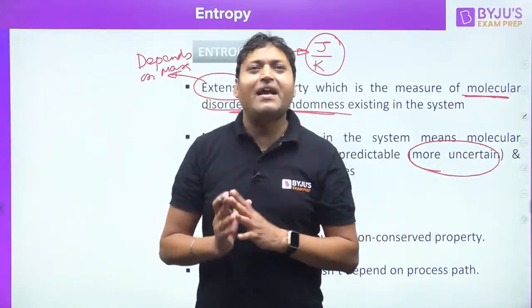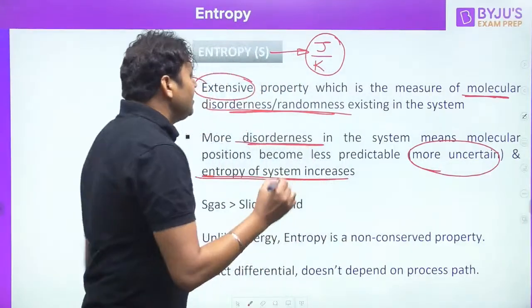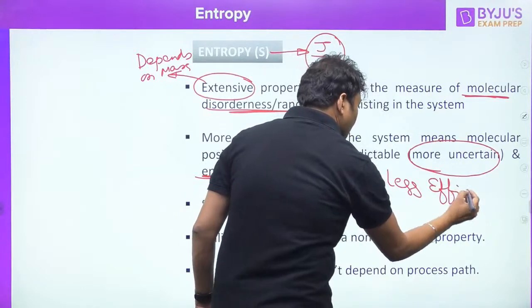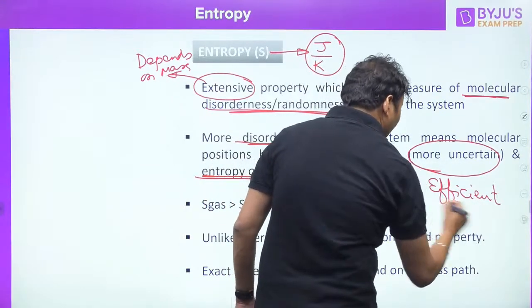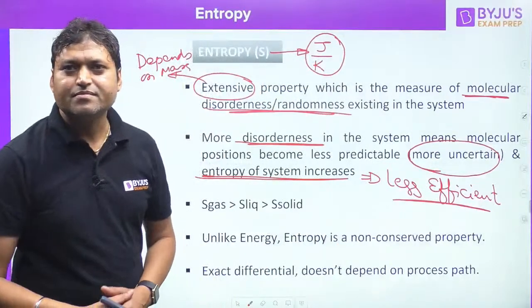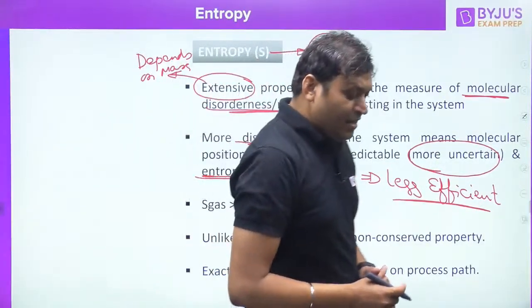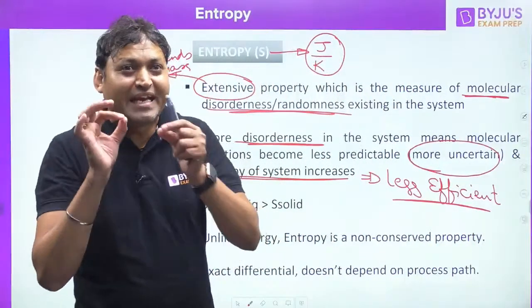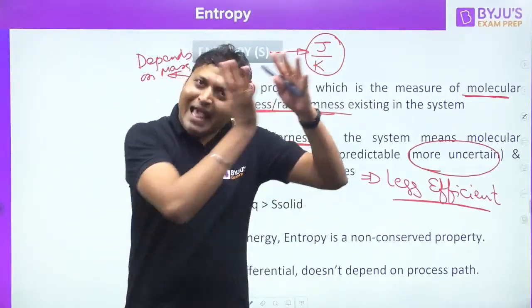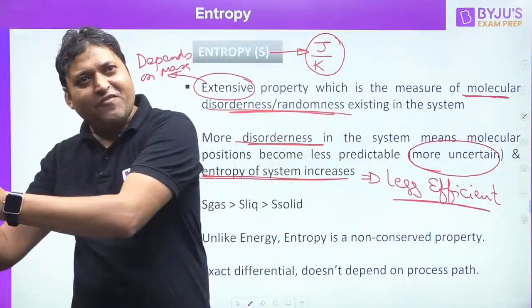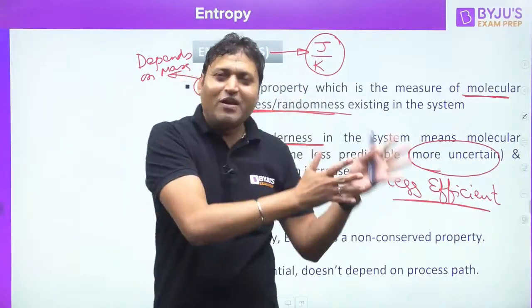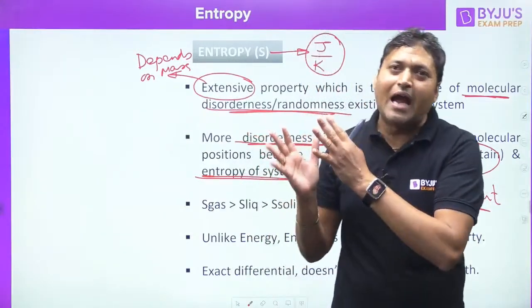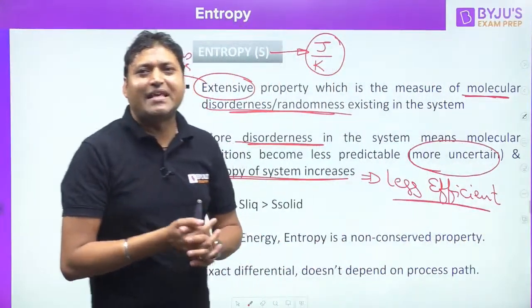And when the disorderness in the system is more, can we say the system will be less efficient? How can we say that? More is the entropy, so to make the system more efficient, we need to reduce the entropy of the system. The lesser the entropy, the more the efficiency of the system. The more the entropy, the lesser the efficiency. So efficiency and entropy are inversely related to each other.